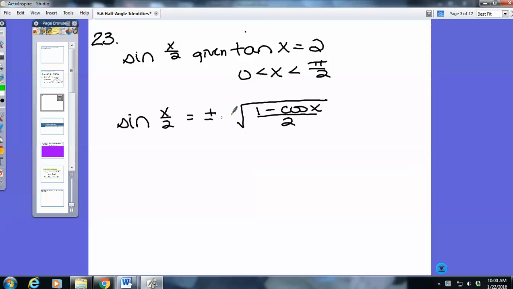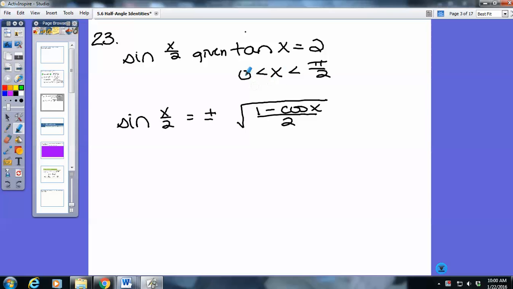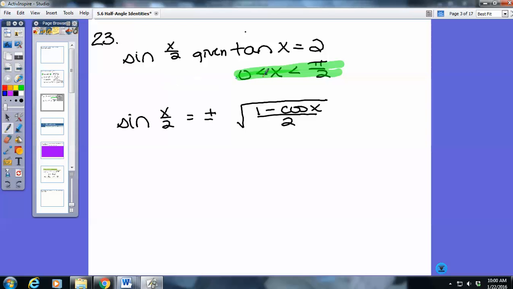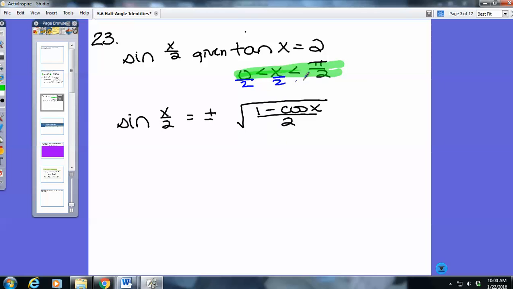So the first question, I have to decide if this is going to be a plus or a minus. So we go up to this statement. Now, does that tell me that I'm in quadrant 1? The original angle is, but I have to find out where x over 2 falls. So what would I need to do to this? Divide everything by 2. So I get 0 is less than x over 2 is less than pi over 4. So if you're between 0 and pi over 4, what quadrant are you in? Still in the first. So sine of x over 2, would that be positive or negative?